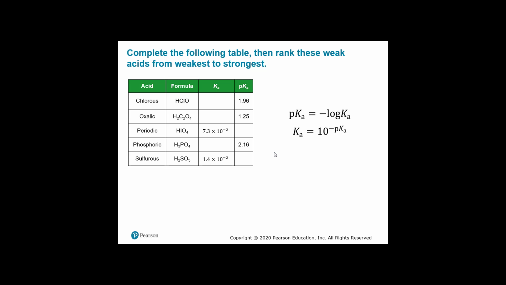Okay, so you can jump from one to the other as long as you know the equation for it. So here, if you want to determine the Ka, you would use this equation because we have the pKa. And here again, we have the pKa. But what if we have the Ka? Then we would use this equation, the negative value of the log, the negative value of the logarithmic Ka. And we can see we can jump back and forth.